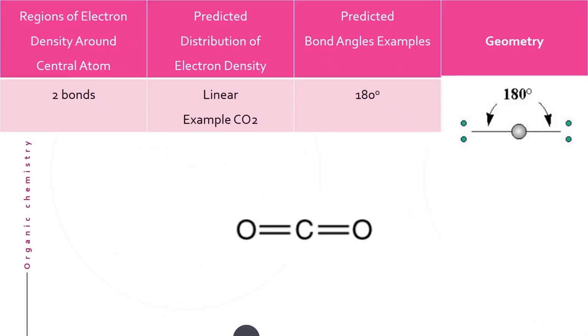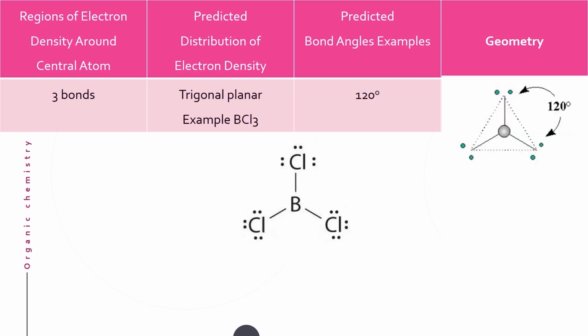You can predict the geometry of molecules and the distribution of electron densities by knowing the number of bonding pairs. If the molecule contains 2 bonds, this means the angle is equal to 180 and the shape of the molecule is linear. For example, in the carbon dioxide molecule, the OCO angle is linear. If the molecule has 3 bonds, the formed shape is trigonal planar with 120 angle. For example, the boron trichloride molecule has a trigonal planar shape.